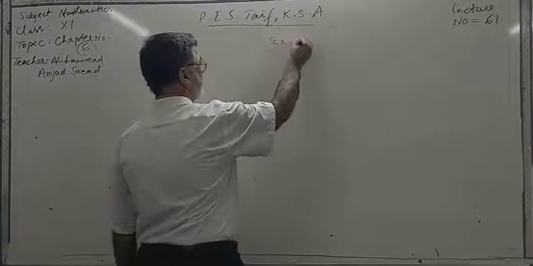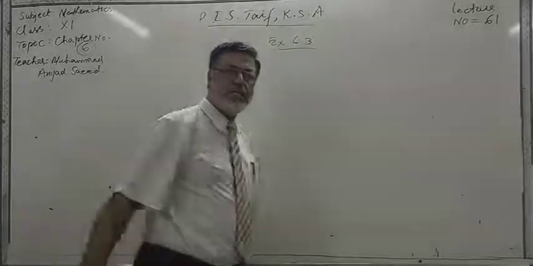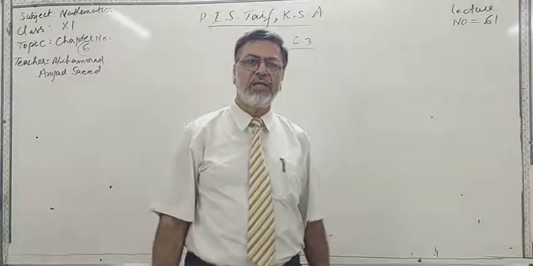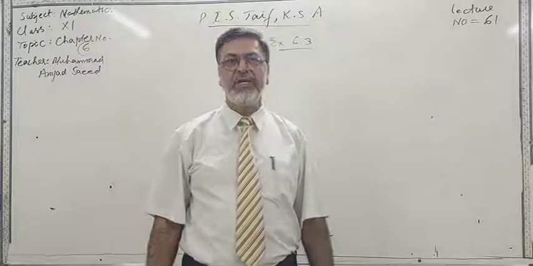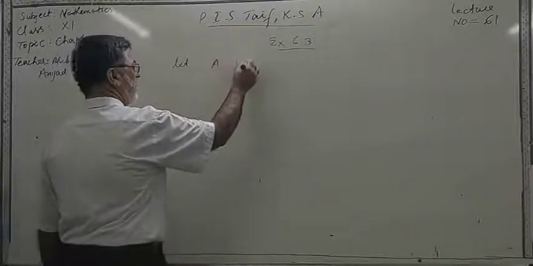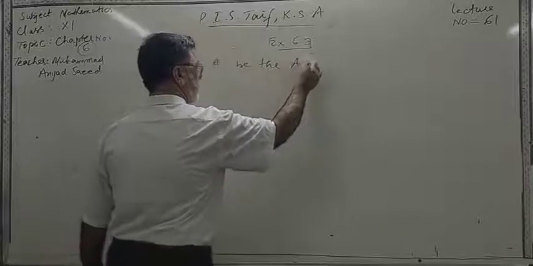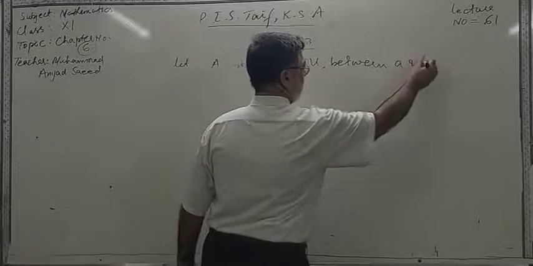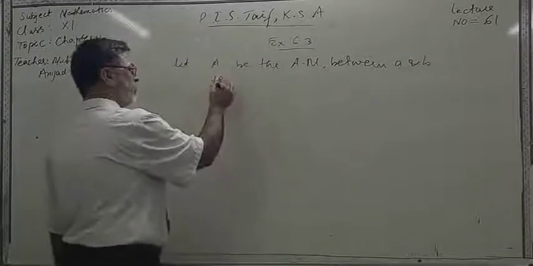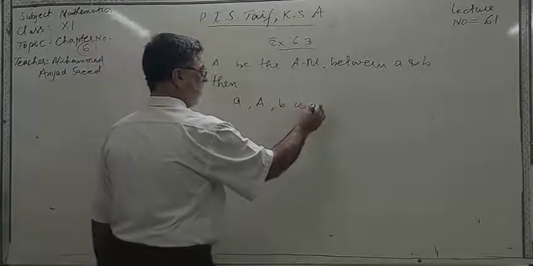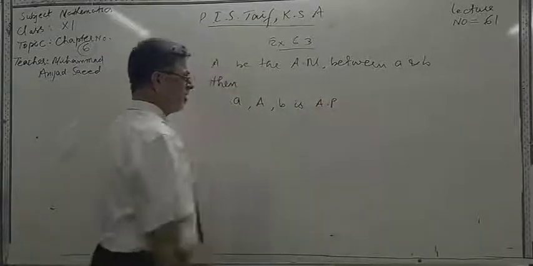Exercise 6.3. Before we start our exercise 6.3, I want to give you the idea about the arithmetic mean between any two particular numbers. For example, let A be the arithmetic mean between a and b, then a, A, b is an AP.